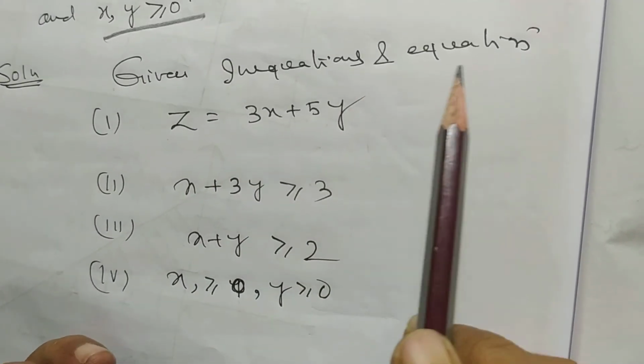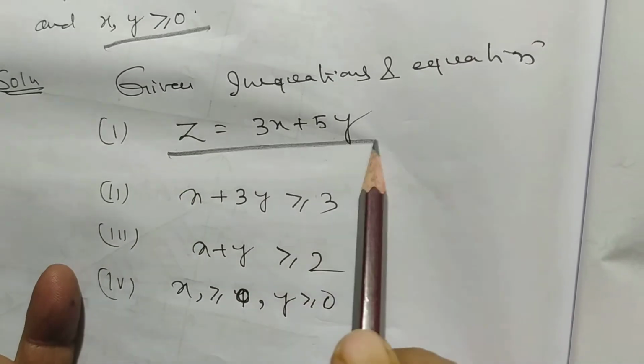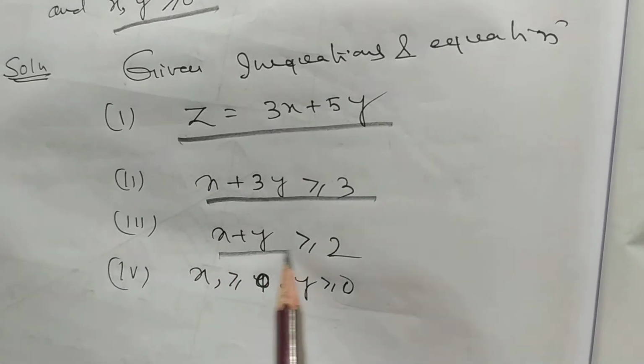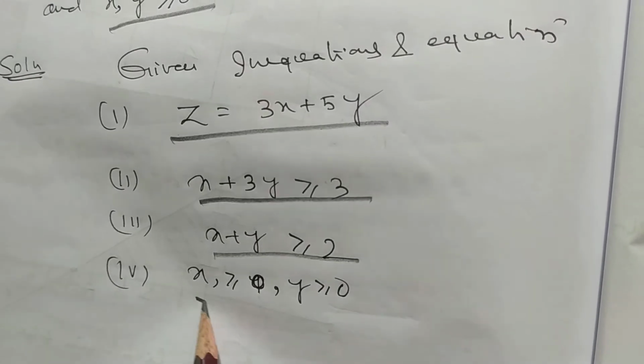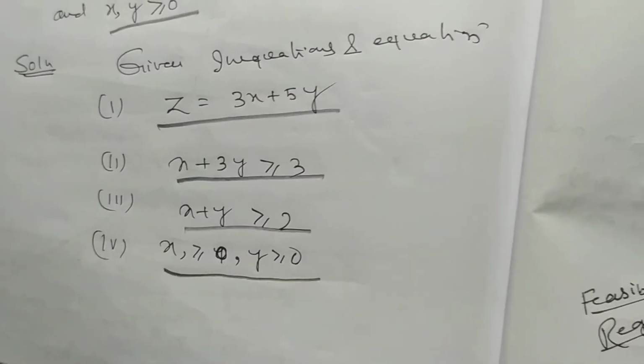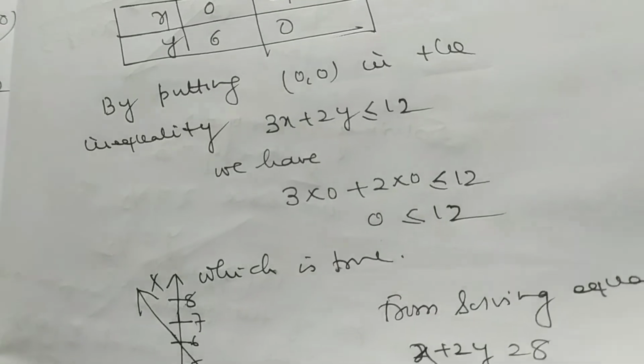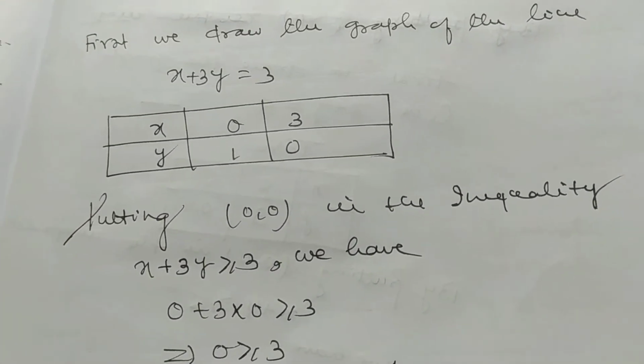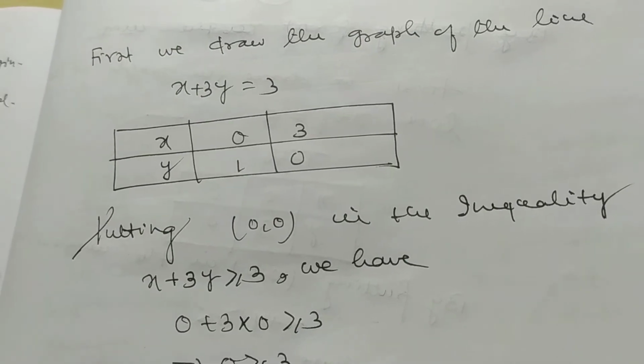Now given the equation z is equal to 3x plus 5y, with constraints x plus 3y greater than or equal to 3, x plus y greater than or equal to 2, and x greater than 0, y greater than 0. Now my dear student, I want to draw the graph of this.